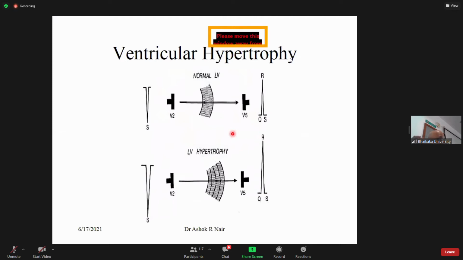Now, in ventricular hypertrophy, what happens? Just a minute, excuse me.